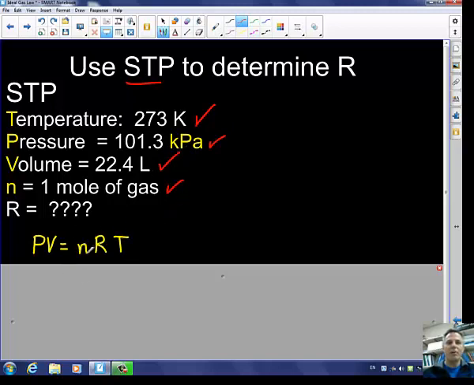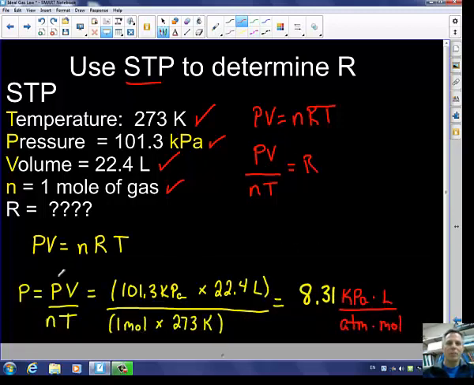So we've got everything here except for R. If we have PV equals nRT, then PV divided by n times T is going to equal R. So let's go ahead and calculate this. By the way, this should be R down here. The value for R is going to equal PV divided by n times T. We'll plug our values in: 101.3 kilopascals times 22.4 liters on top, divided by 1 mole times 273 Kelvin on the bottom. And we're going to get a very important value here. This is the value for R.